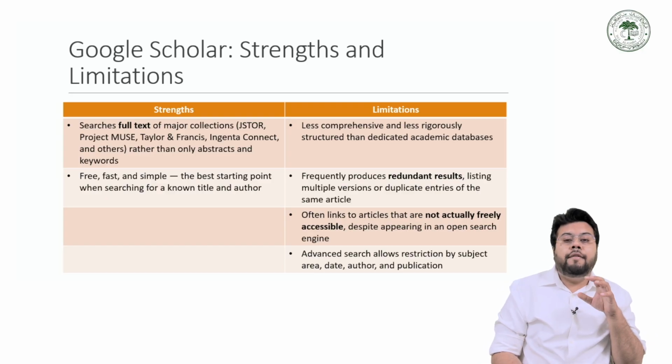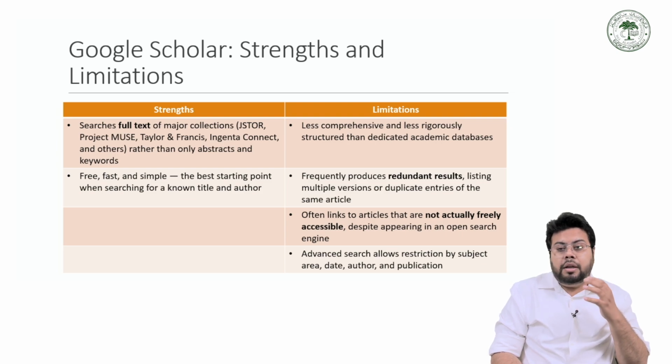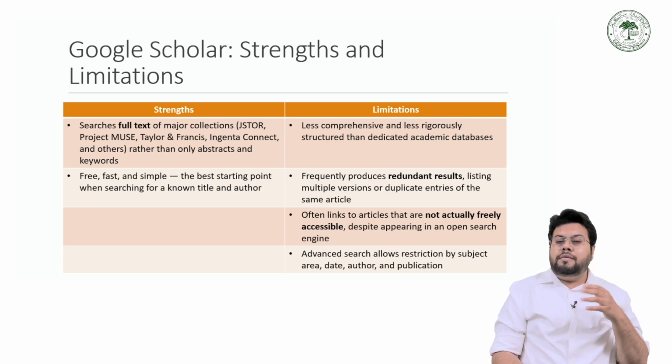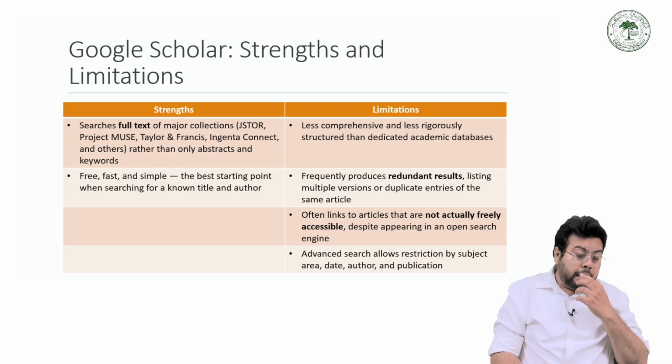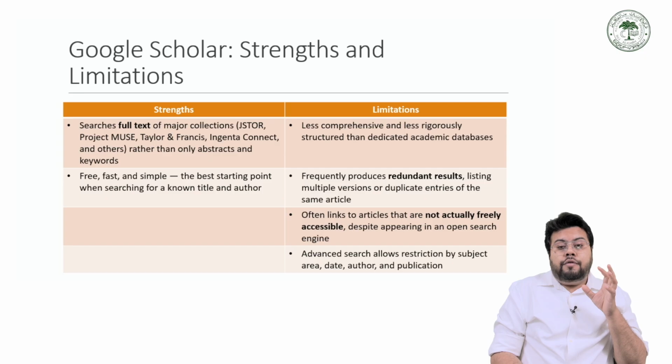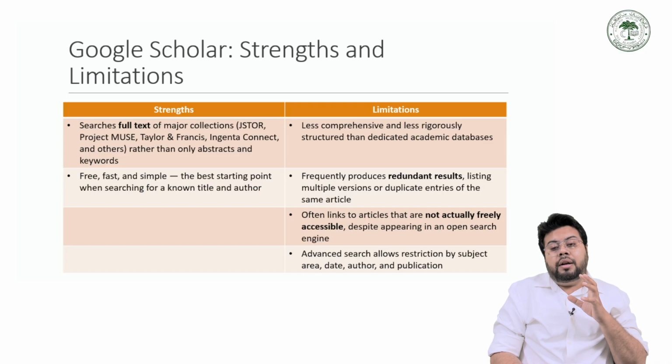Now, most of you have already used Google Scholar without thinking too hard about it, and that's fine, right? But it really is an excellent starting point if you already know the title and the author of the article and just want to find it quickly. There is no faster route. It searches across the full text of many major academic collections simultaneously, which is something the older indexing databases were not built to do.